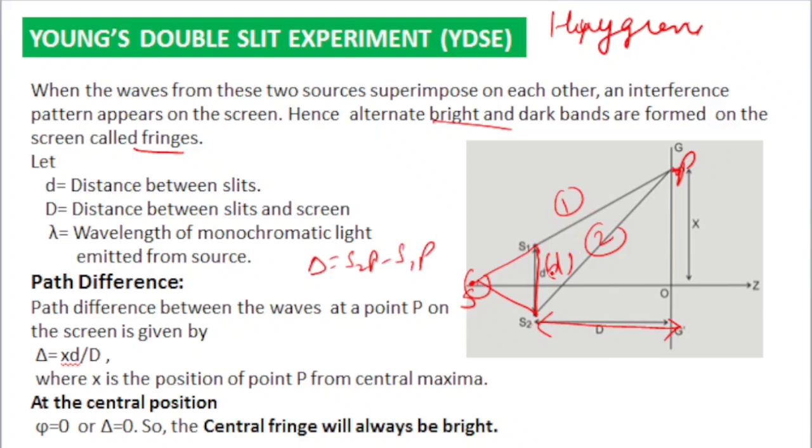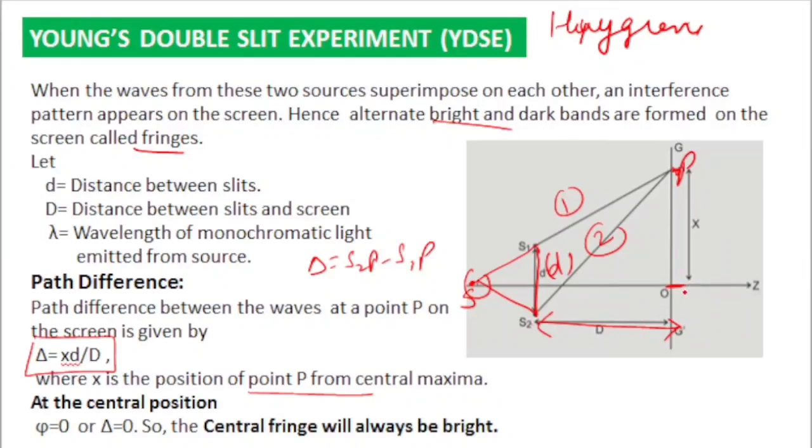With the help of this geometry, you have to calculate this path difference. And this path difference is given by delta equal to x small d by capital D. What is this small d? Small d is the distance between the two sources, capital D is the distance to the screen. This small x is the position of point P from the central maxima.